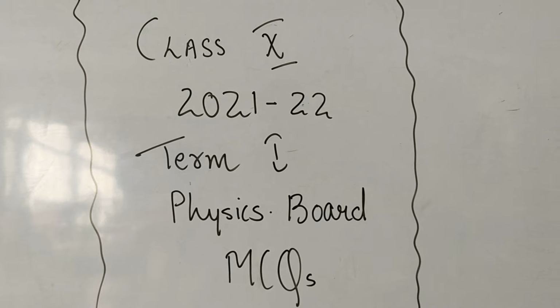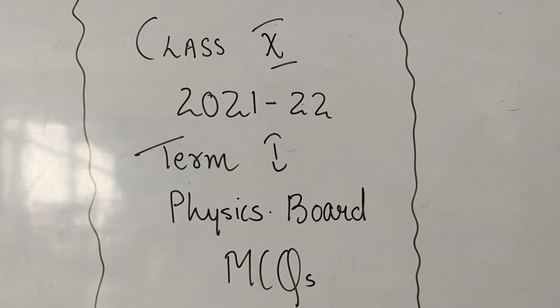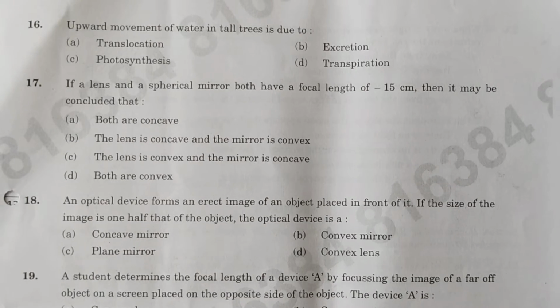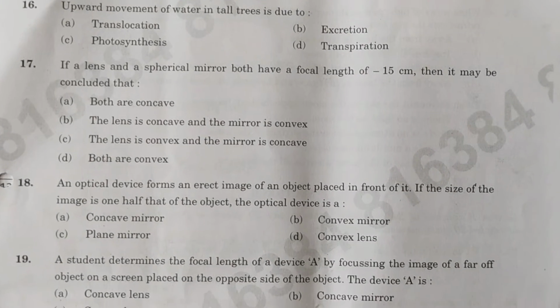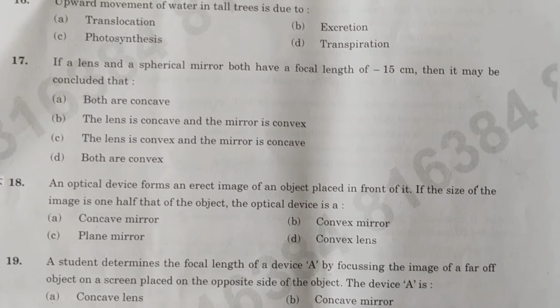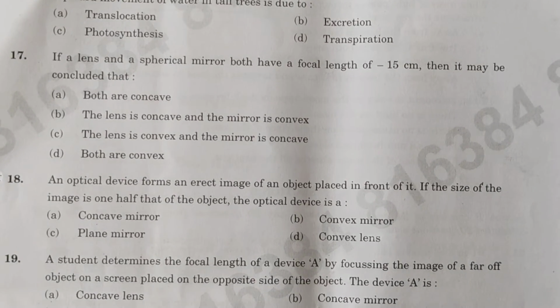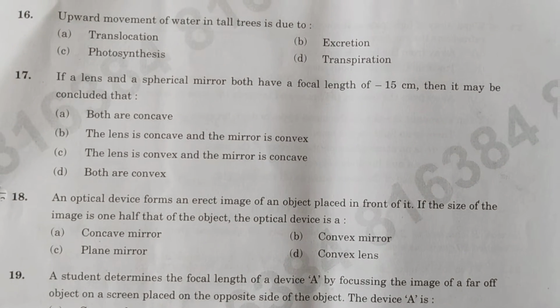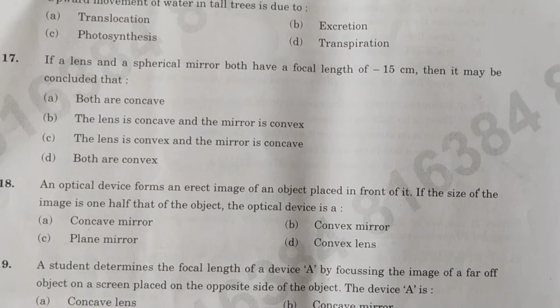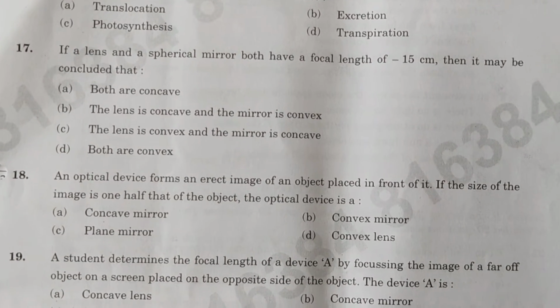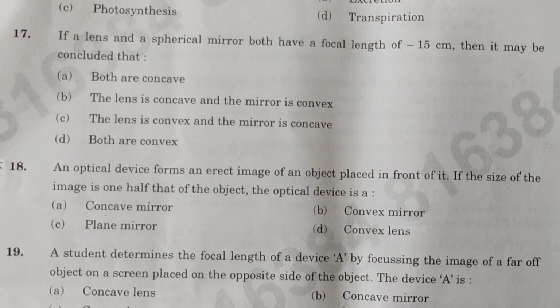Exam paper of class 10th session 2021-22. The first physics MCQ in this paper is at number 17. If a lens and a spherical mirror both have a focal length of minus 15 centimeters, then it may be concluded that there are 4 options here, and out of the 4 options you have to select one option.